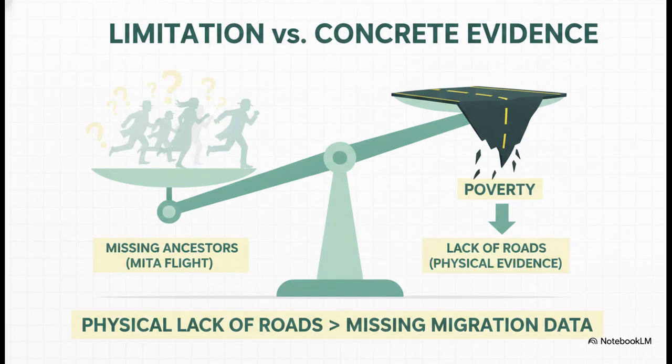Now, to be completely rigorous, we do have to acknowledge one data limitation. It's impossible to perfectly track the ancestors who managed to flee the Mita centuries ago. Did the most capable people just run away, leaving a permanent gap? We can't know for absolute sure. But even with that unknown, the sheer lack of physical infrastructure perfectly explains the massive poverty gap we see today.